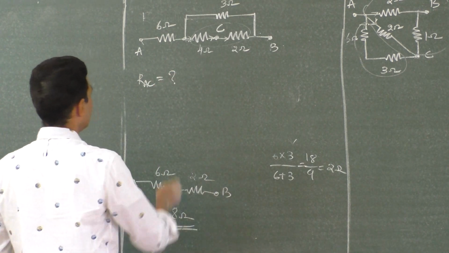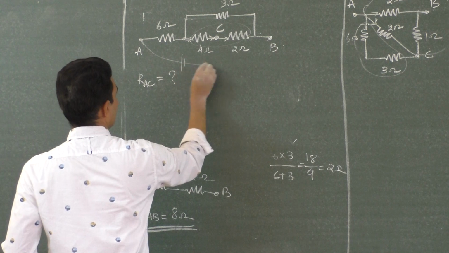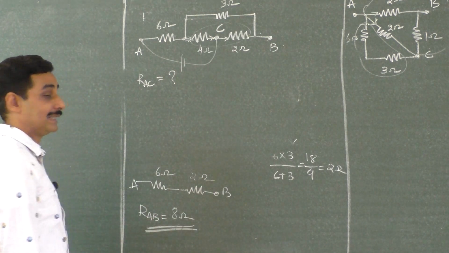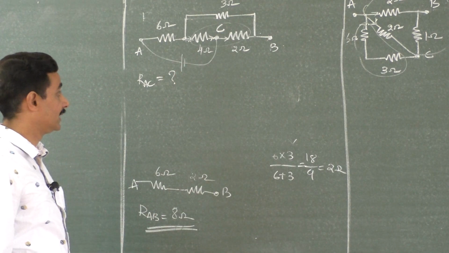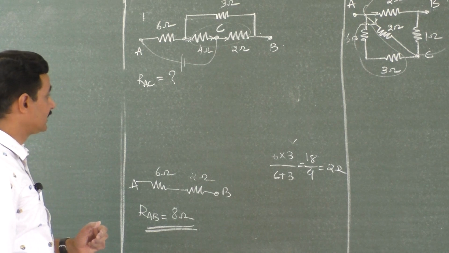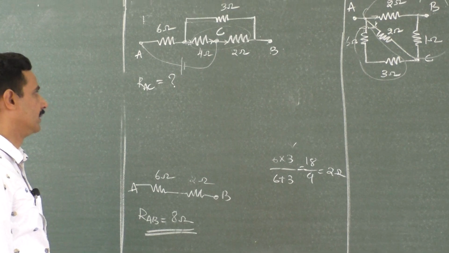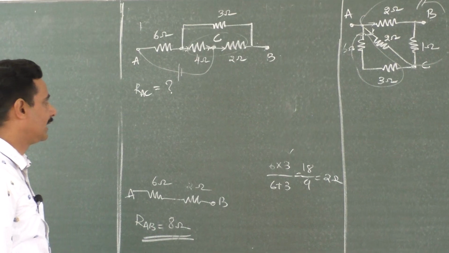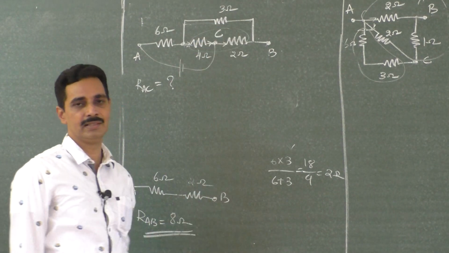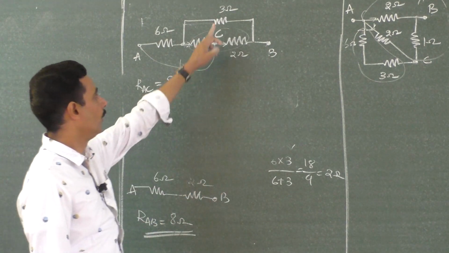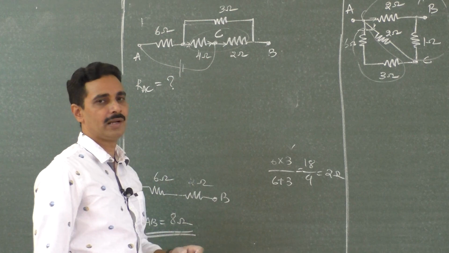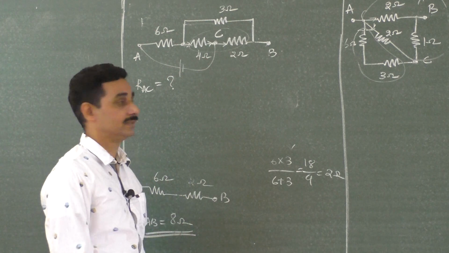Now you have to connect a battery across A and C. The circuit is shown in such a way that it is very difficult to imagine it between A and C. Very difficult. Now I say that 3 and 2 ohm are in series. Do you agree? 3 ohm, 2 ohm are in series. Are you ready to agree? They are in series.